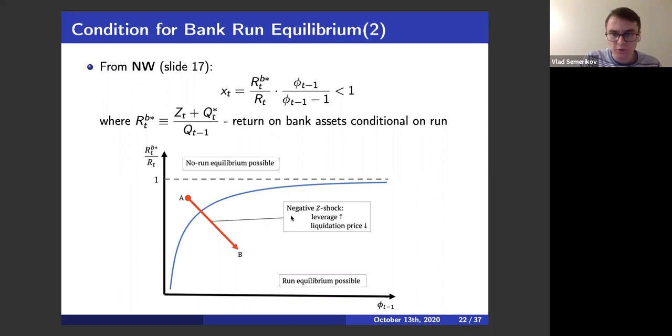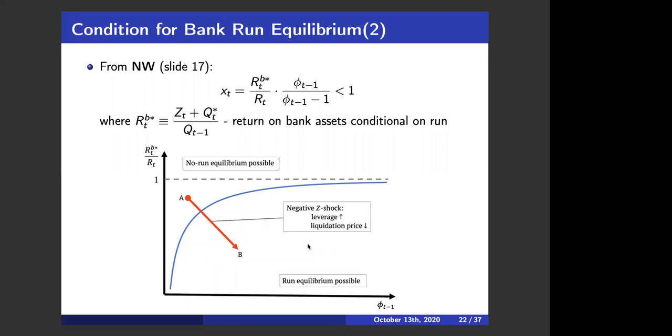Here is a quick illustration. The blue line represents this relationship when it equals unity. The mechanism is that suppose initially we're in the no run equilibrium, where X_T is equal to or bigger than unity. Then a negative Z shock happens, it increases leverage and reduces the liquidation price. Therefore R^B star lowers, leverage increases, and this brings the economy to point B, the area where the run equilibrium is possible.